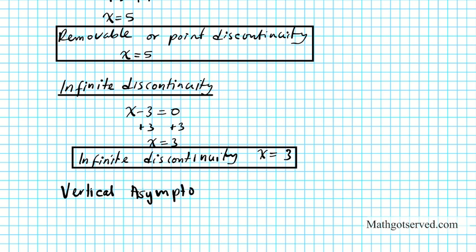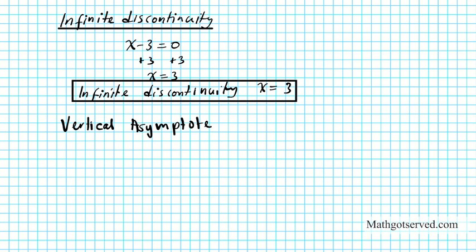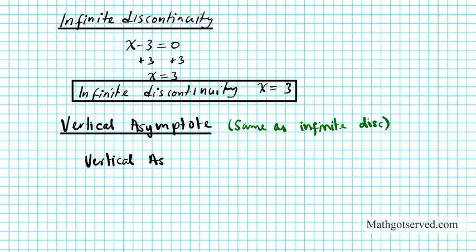Alright, so the vertical asymptote is basically a vertical line on the graph where the graph approaches but never really crosses. Okay? So your vertical asymptote is exactly the same as your infinite discontinuity. So what's the infinite discontinuity? X equals 3. So your vertical asymptote is going to be the same thing, because they're one and the same. X equals 3. So you don't have to do any work for vertical asymptote.